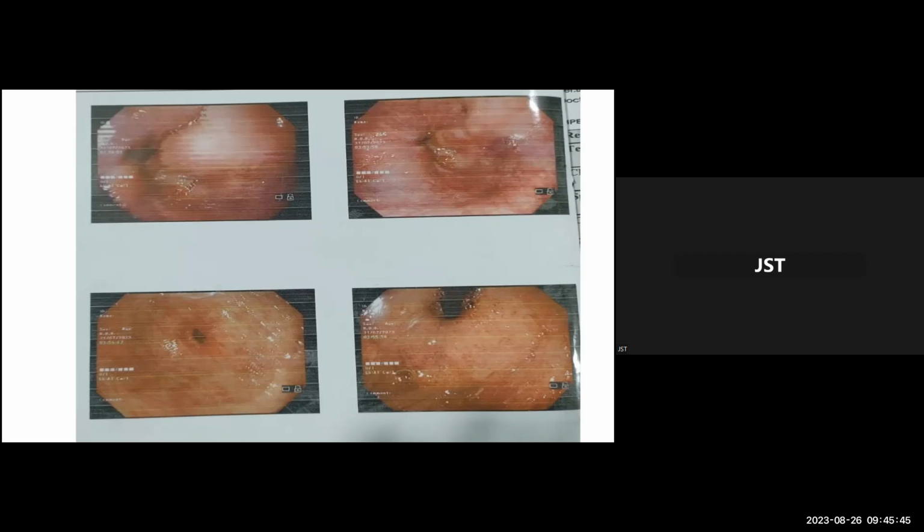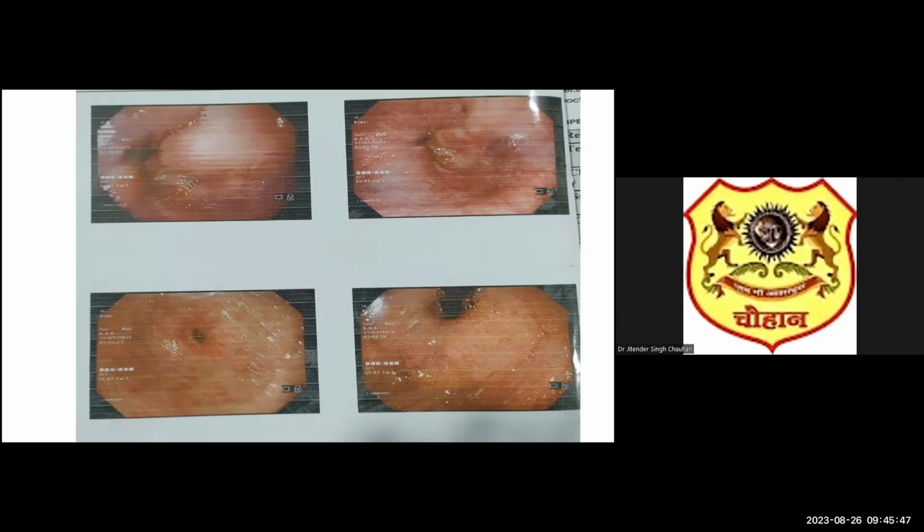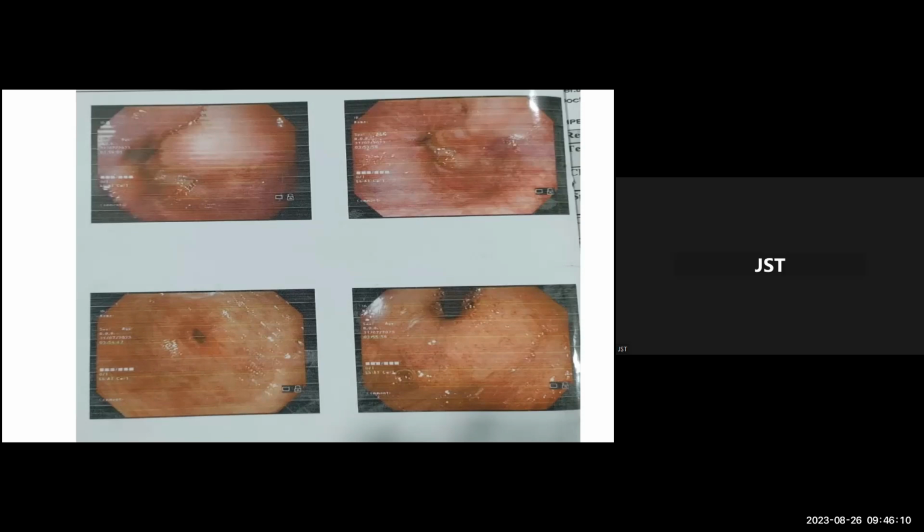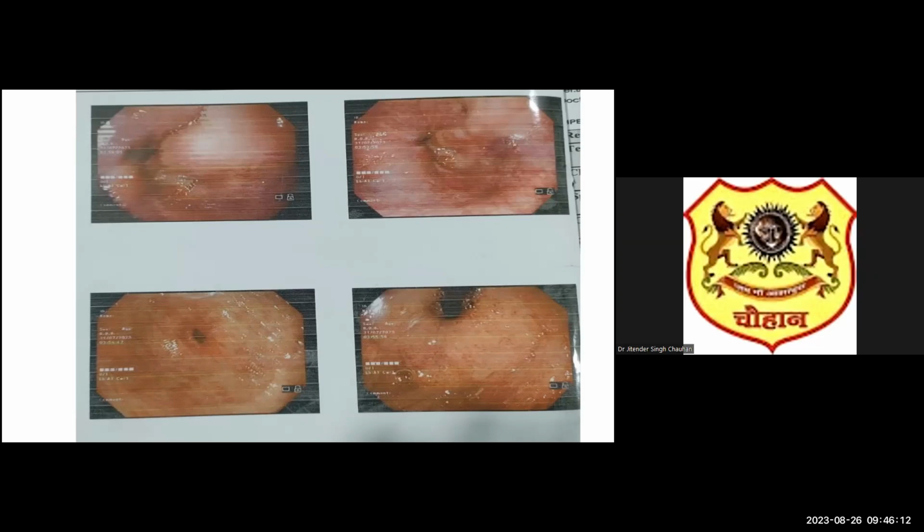Dr. Thiathuravale, your microphone is on. Please mute yourself. Dr. Jiten, your microphone is on. Dr. Jiten Chauhan.